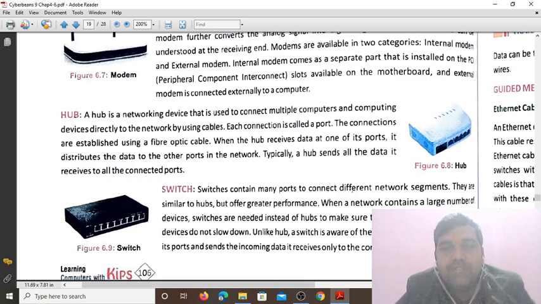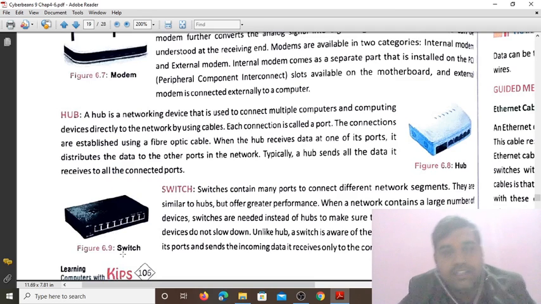A switch contains many ports to connect different network segments. They are similar to hubs but offer greater performance. When the network contains a large number of devices, switches are needed instead of hubs. So if you want to connect a large number of computers, we use the switch to make sure the communication between the devices does not slow down. Unlike a hub, a switch is aware of the addresses assigned to each of its ports. This switch assigns a unique address to each of the computers, so each port has a unique address.